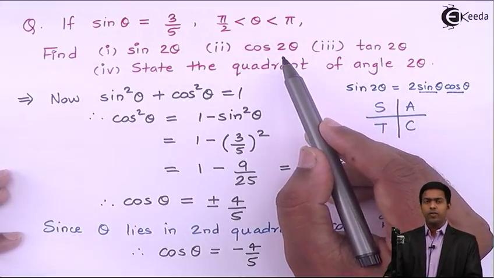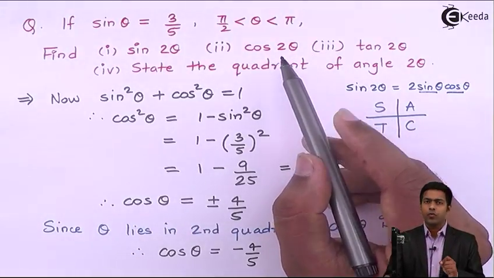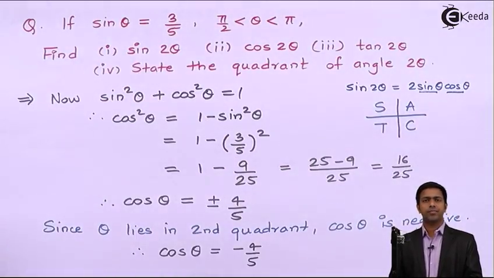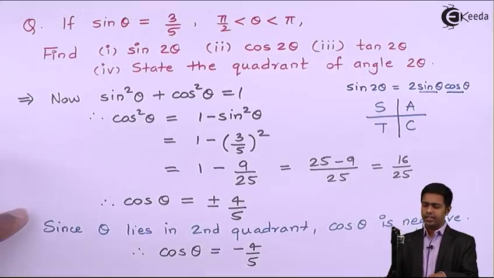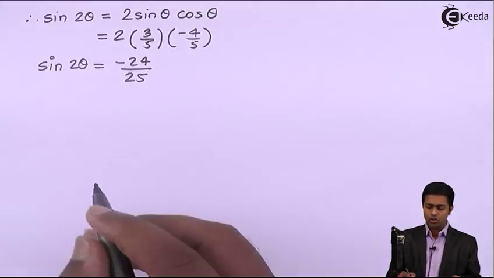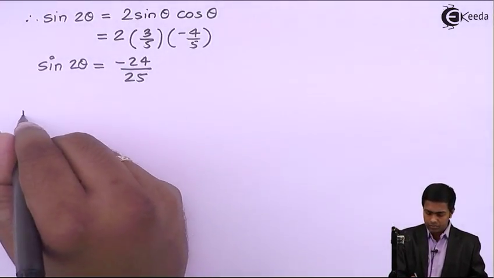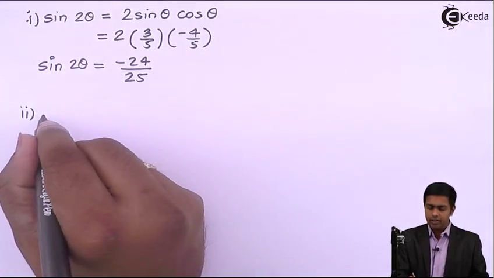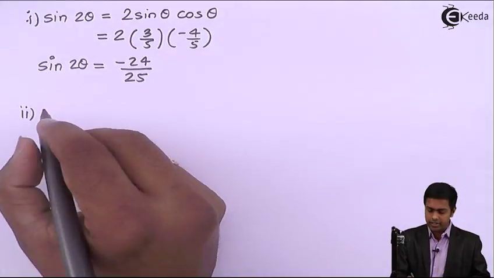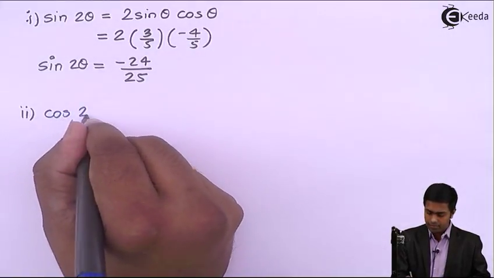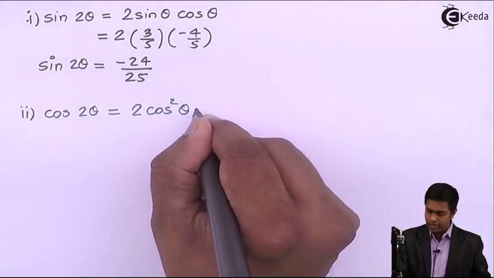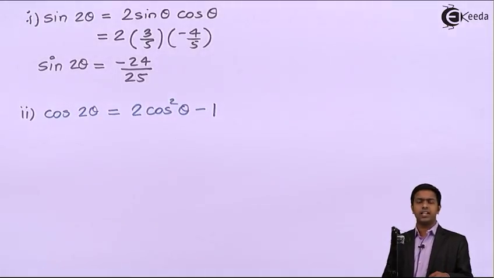So we will use such a formula which has a sin theta term or cos theta term. So we know the identity that cos of 2 theta, this was the first one, so this is the second. So cos of 2 theta is equal to 2 times cos square theta minus 1. So this is the identity that we have.